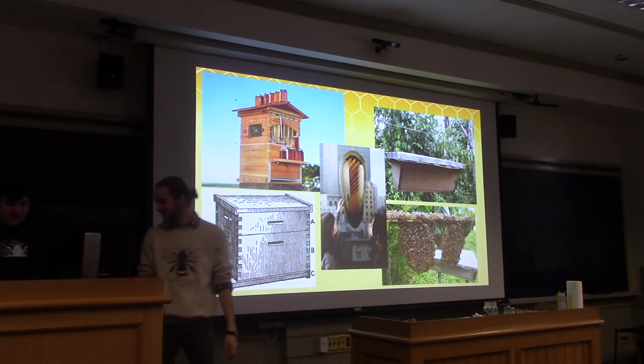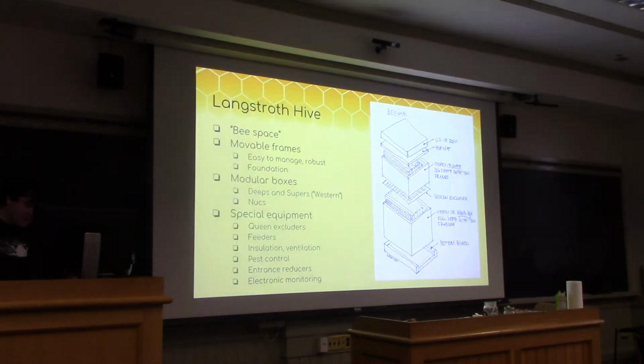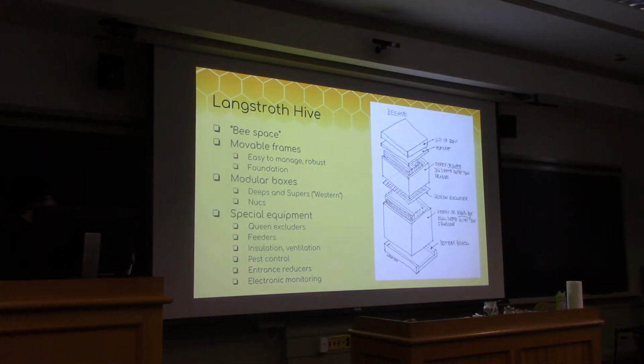But in general, the hive that at least the club focuses on the most, and a lot of beekeepers in America and the Western world focus on, is the Langstroth. And with the Langstroth hive, we should first talk about bee space. Bees are extremely particular about how they want their space. I think they want a space of about 3/8 of an inch, is that right? Mm-hmm. If they have a space of 3/8 of an inch between any two surfaces, they're happy with that.